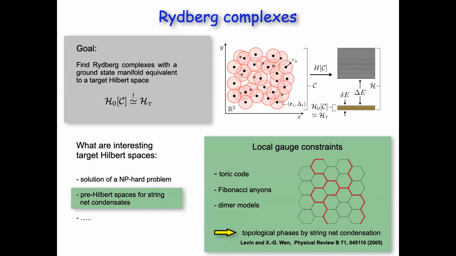In my talk, I will focus on a slightly different task. Let's construct pre-Hilbert spaces where we still have the degenerate ground state manifold, but it defines a Hilbert space which is not a product Hilbert space anymore, but one which has a certain gauge degree of freedom. For example, the ground state or the pre-Hilbert space of the toric code. Or, for example, the pre-Hilbert space of the Fibonacci anyons. That means that we have a large number of configurations, which, for example, can be characterized by strings in our setup.